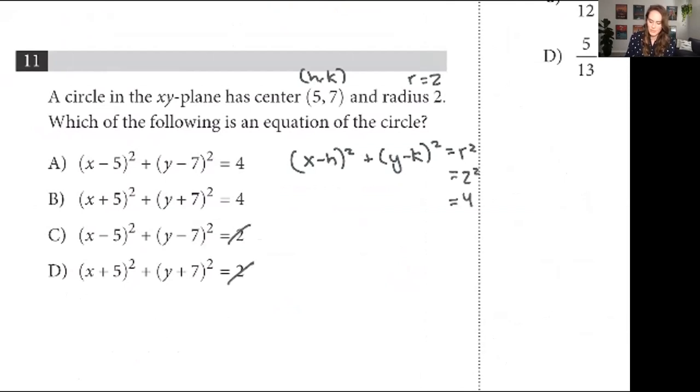So it can't be C or D. I'm always actively eliminating answer choices that could be wrong and solving questions in bits and pieces. So that improves accuracy. And then I know it's x minus h, so it's going to be x minus 5 and y minus 7. So it has to be A. And that's a freebie question if you know this rule.